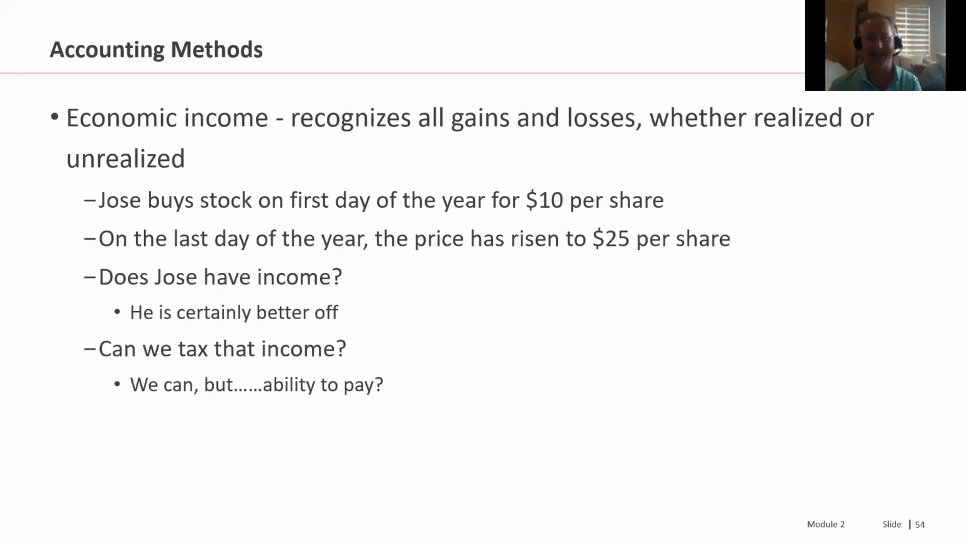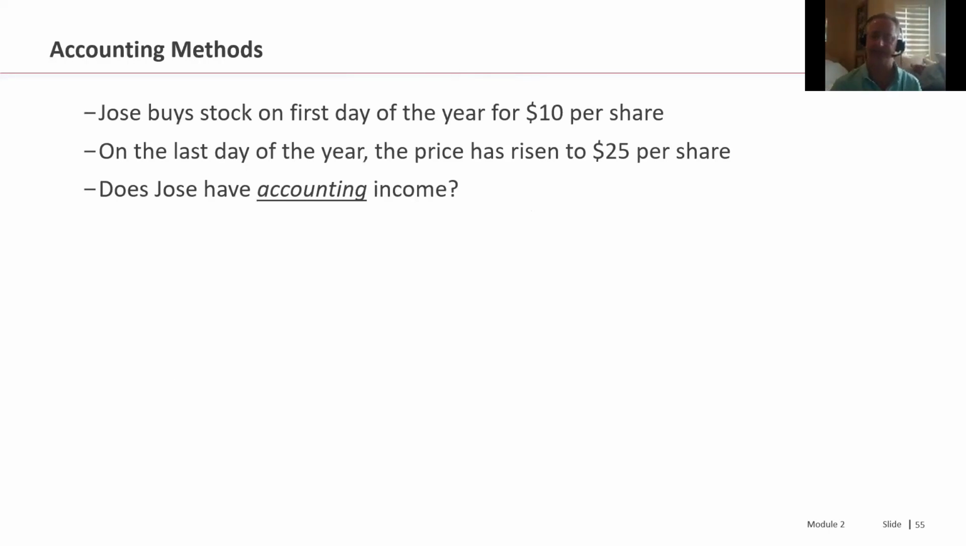But can we tax that income? Well, we could, but since he's still holding the stock, how's that match up with the ability to pay? Well, it doesn't match up well at all. So as a result, no realization event, no income for tax purposes. We have income for economic purposes, but not tax. Well, let's think about it from an accounting perspective. Would Jose have accounting income?